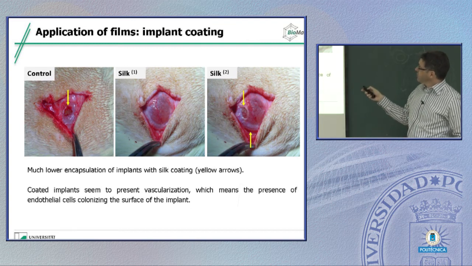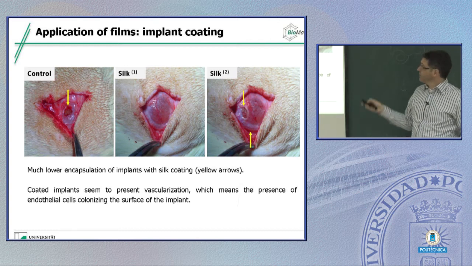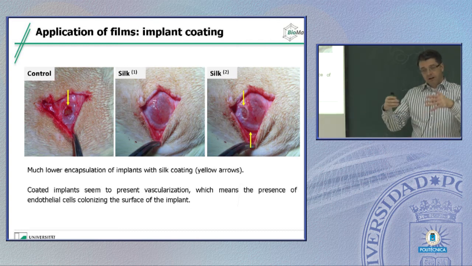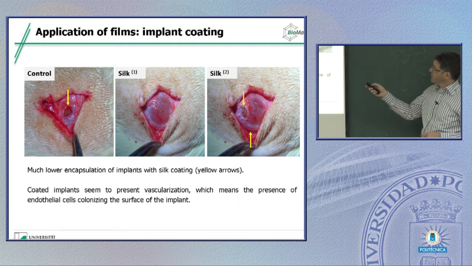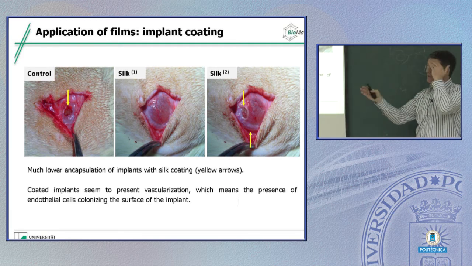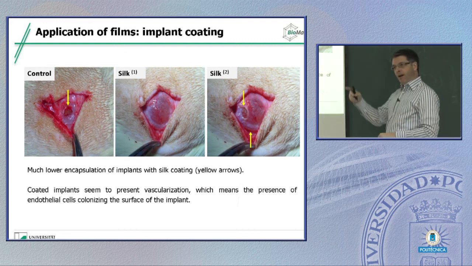Even there was a new tissue surrounding it, which was vascularized, which means, yes, it's a very well-tolerated surface, and you see there's not much of an interaction. You still can remove it, so this is exactly what we want to have.